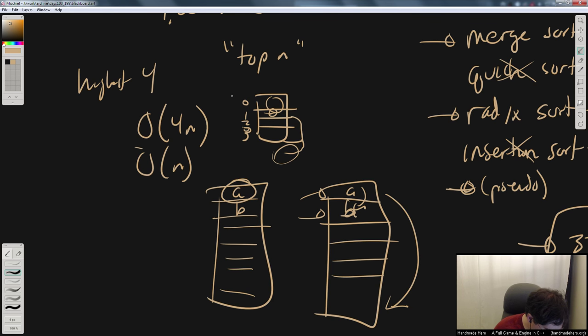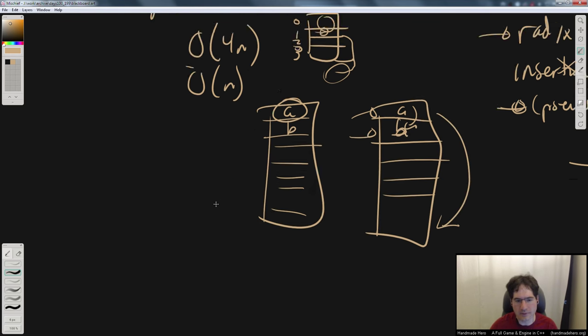Snowy Crystal Z, so why would you not always do radix sort with just whatever the size of the type is? Okay, so there's a lot of reasons for that. Let me just give you an example.